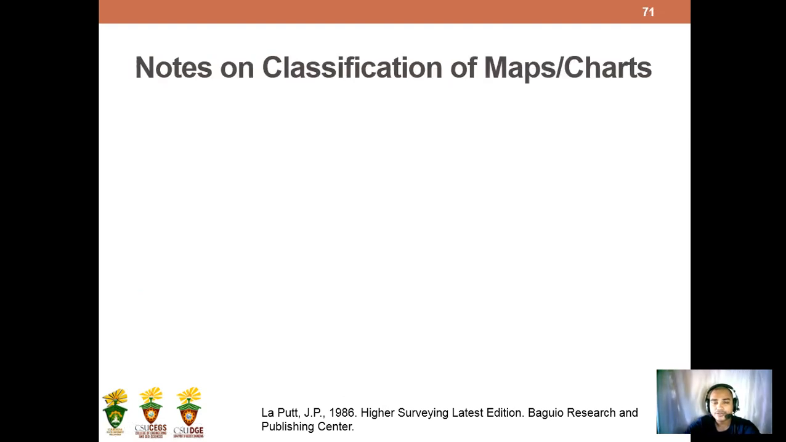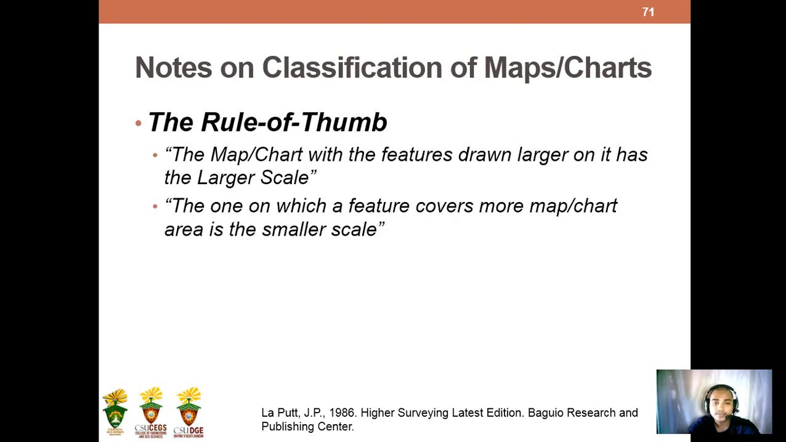So we have here notes on the classification of maps or charts. We have the rule of thumb. The map or a chart with the features drawn larger on it has the larger scale. So you can see more detailed features, like for example, the houses are very detailed. You can see the roof of your house, the street going into your house, and even the very small houses are clearer and more detailed. So that map or chart is a large scale map or chart.